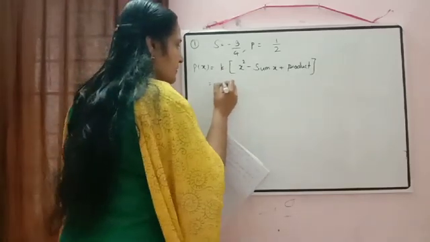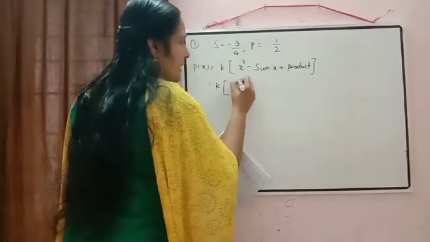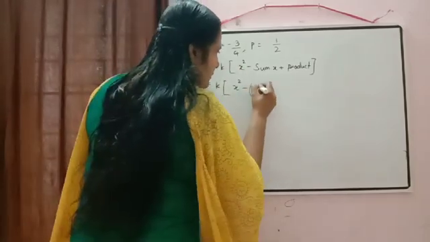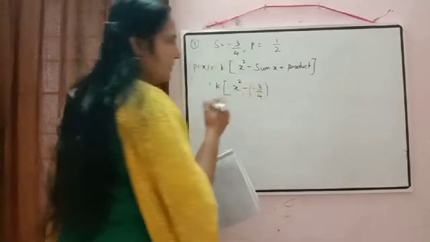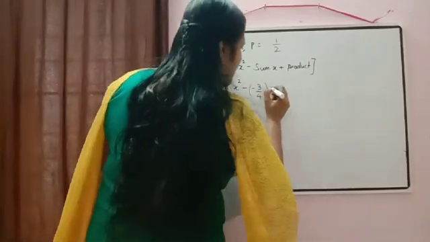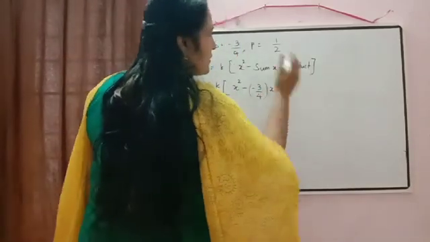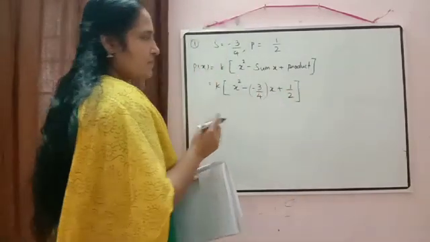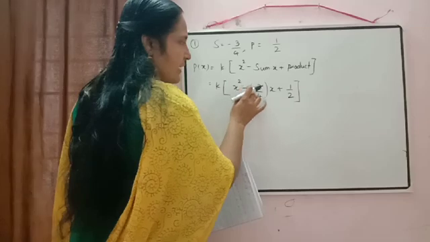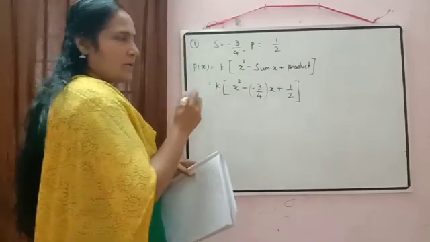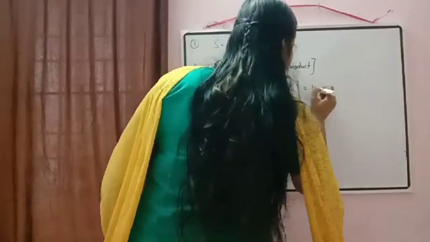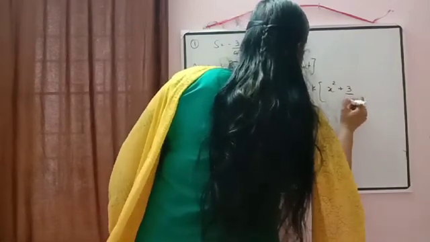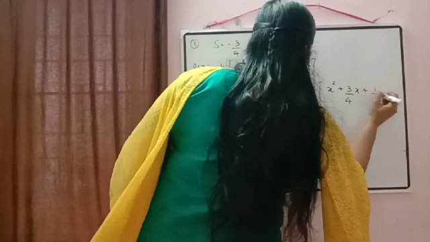Now just to substitute the value: k into x square minus, what is sum given? Minus 3 by 4. So in place of sum, substitute the value minus 3 by 4 into x plus product of the zeros. In place of product, write down there 1 by 2. Now just to check here, we will simplify it. Minus into minus will be equal to plus. Then what we will get? K into x square plus 3 by 4x plus 1 by 2.